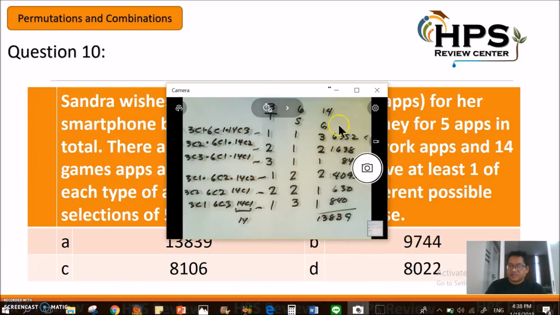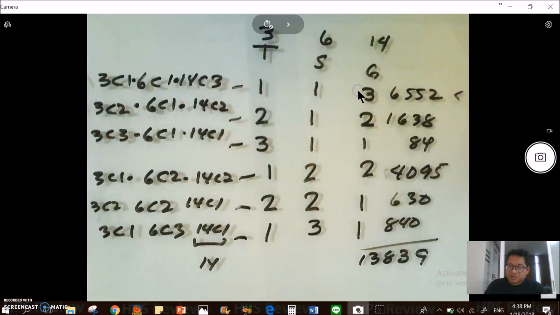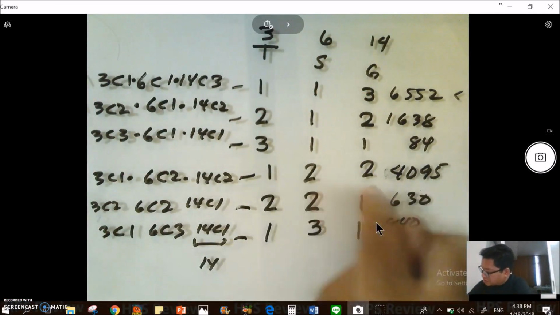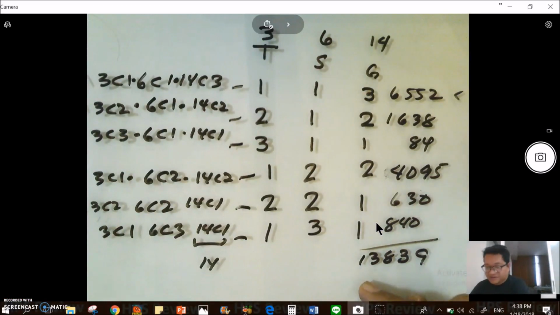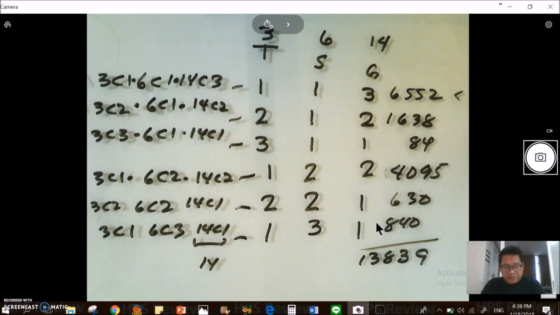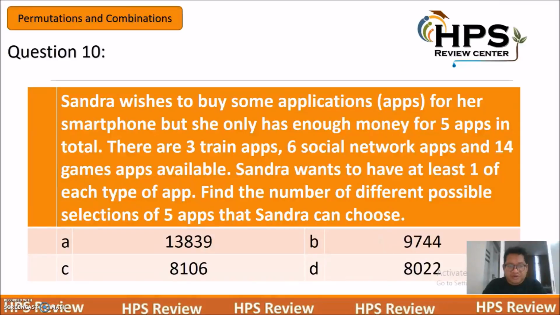So when you press your calculator, these are all the possibilities. Let me just enlarge it. A while ago I made a mistake in computing this. It's actually 4,095. So the answer is 13,839. So the correct answer is letter A.